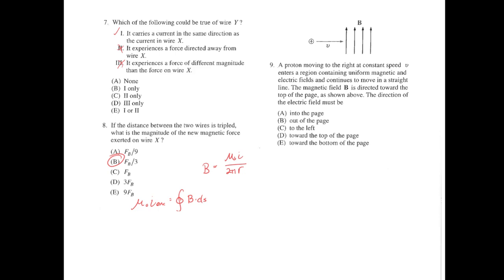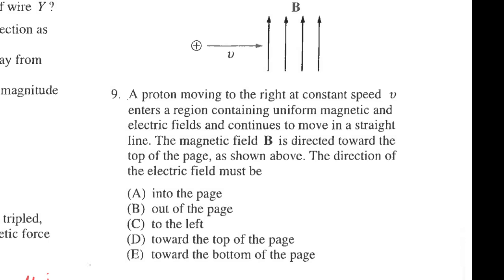Good? All right, Hansa? Could we do 9? Moving right along. A proton moving to the right at constant speed v enters a region containing a uniform magnetic field.